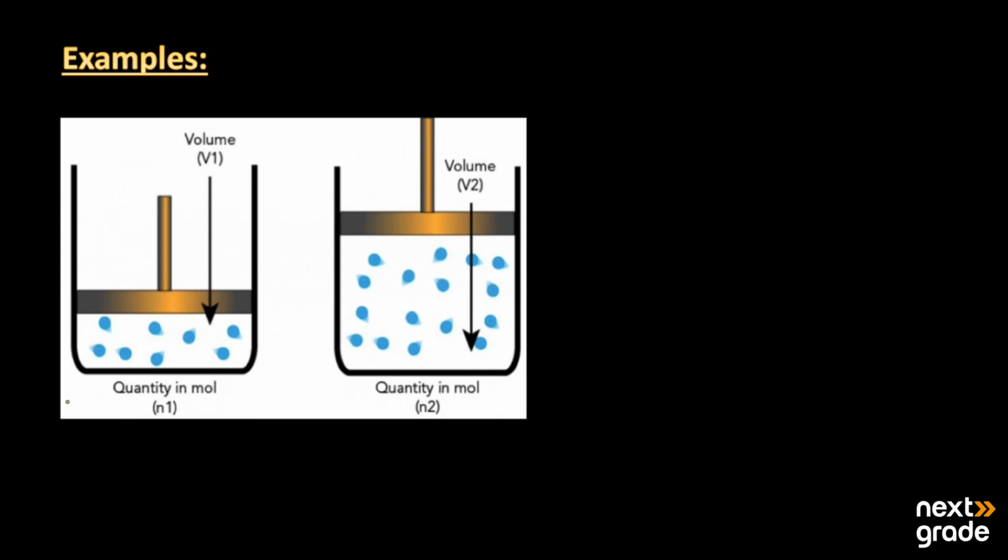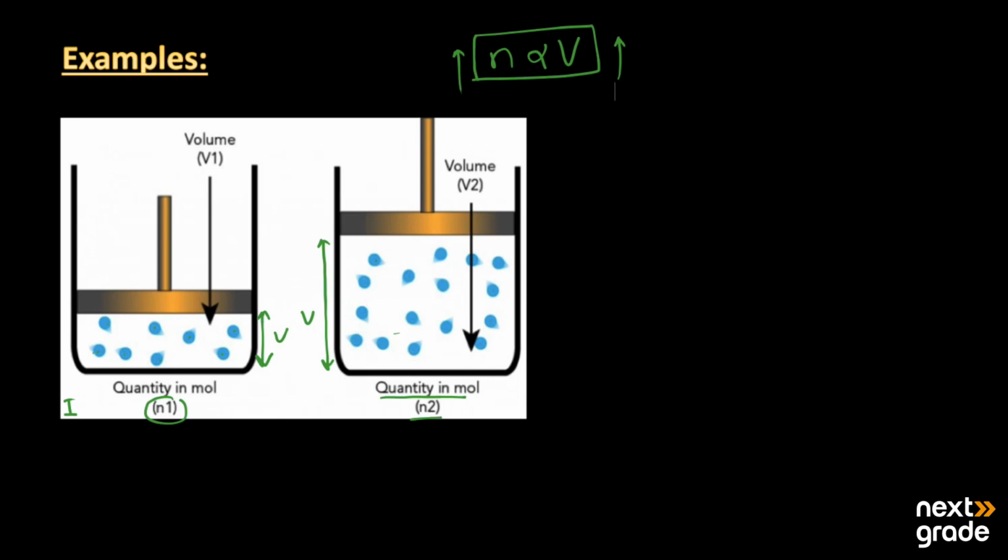For example, in container 1, we have the quantity of the gas in moles, which is n1. Here you can see that we have fewer molecules and the volume of the gas is also less. On the other hand, when we take the second container and the quantity in moles of the gas increases, then the volume of the gas also increases. So the number of moles is directly proportional to the volume of the gas. When we increase the number of moles, in turn the volume of the gas also increases.